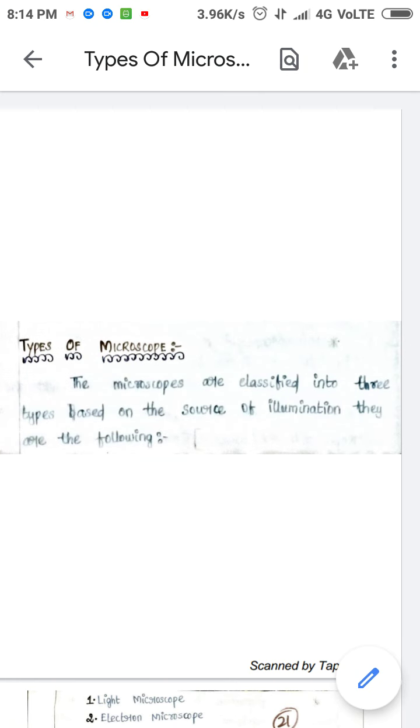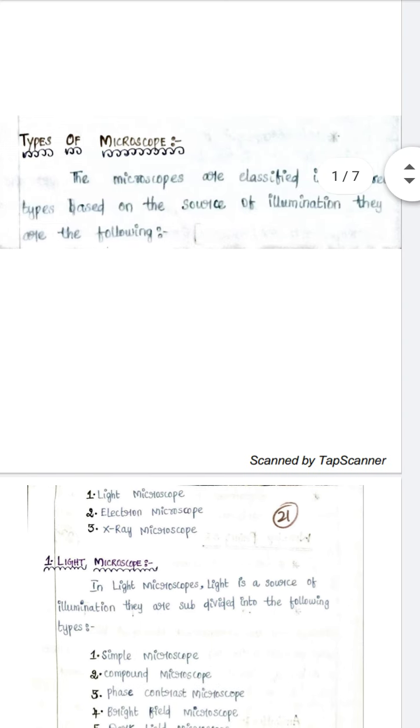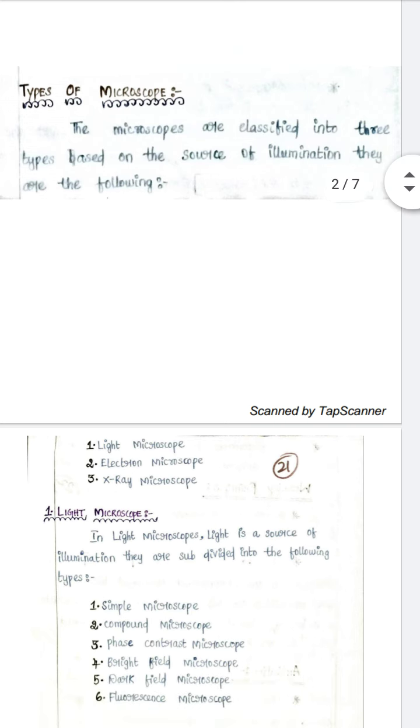So we will discuss the types of microscope. Microscopes are classified into 3 types based on the source of illumination: light microscope, electron microscope, and X-ray microscope. The light microscope uses light as the source of illumination. The electron microscope uses electron beams. The X-ray microscope uses X-rays.